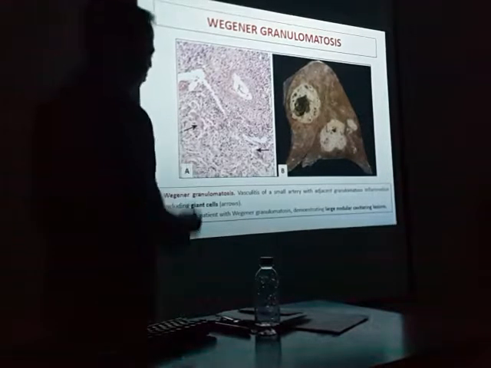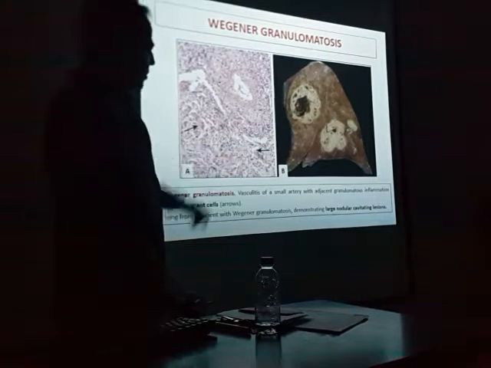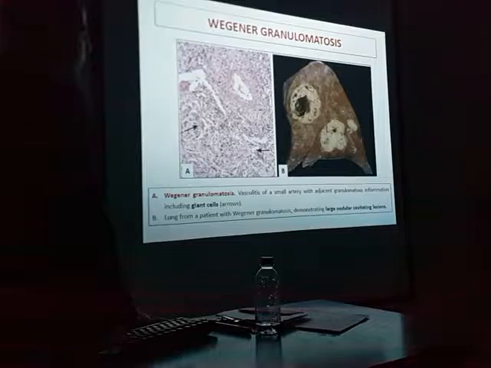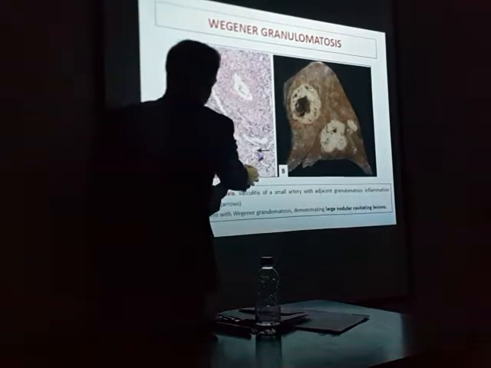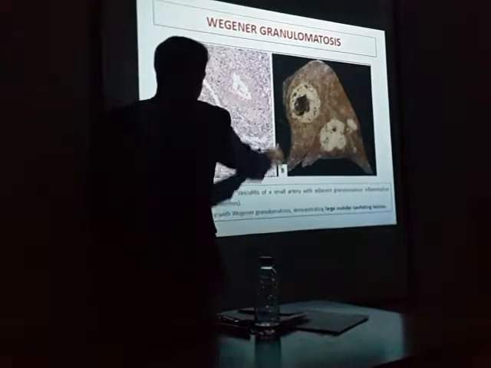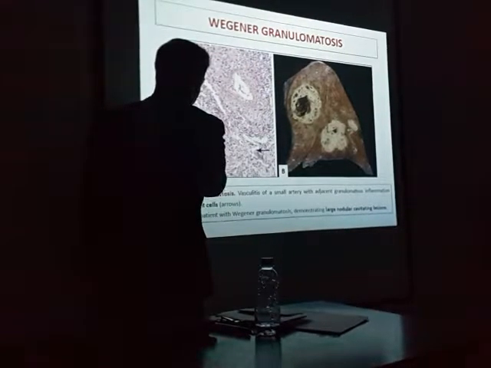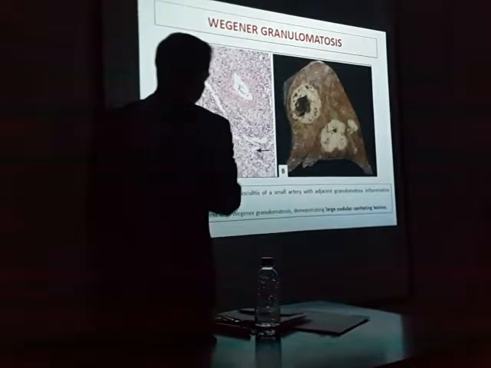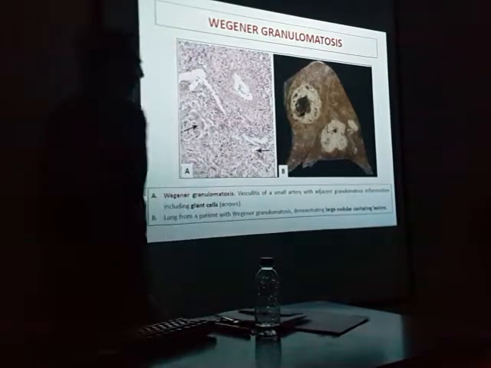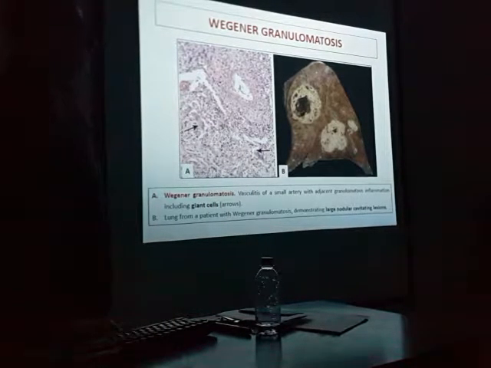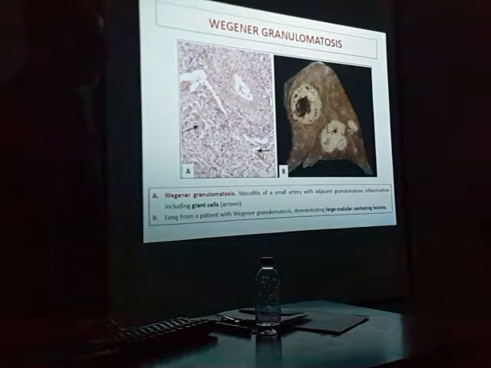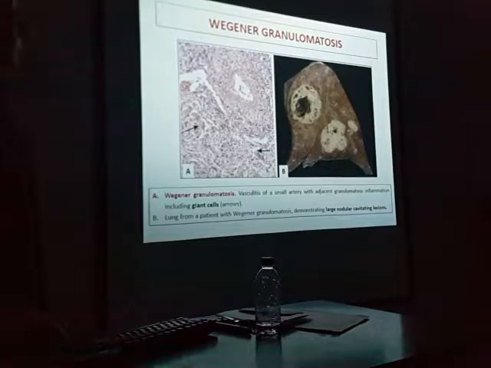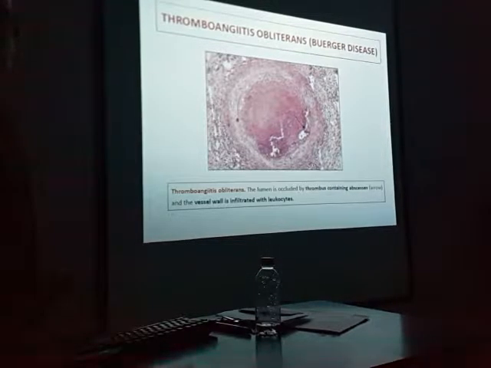And when you see microscopically, what you will find: vasculitis of a small artery with adjacent granulomatous inflammation, including the giant cells. So this is all inflammation. You see inflammation here, all inflammation. And this is the presence of the multinucleated giant cell. This also. So this is Wegener's granulomatosis. Predominantly involves the lungs and the kidneys, and presence of the granulomas will be there along with the giant cells.